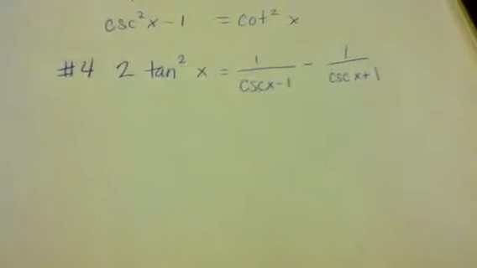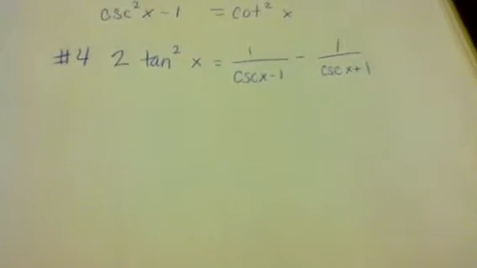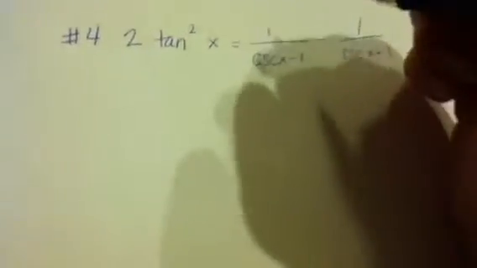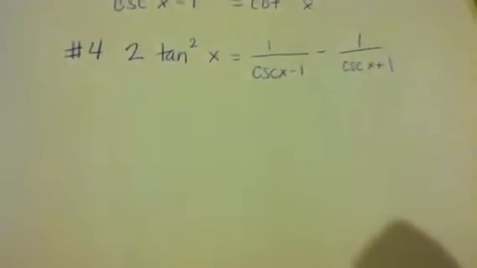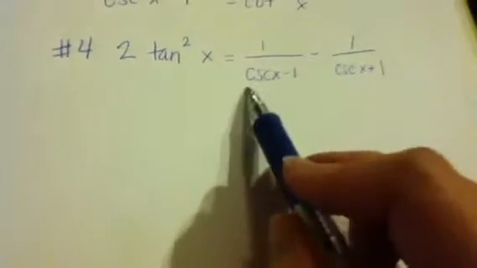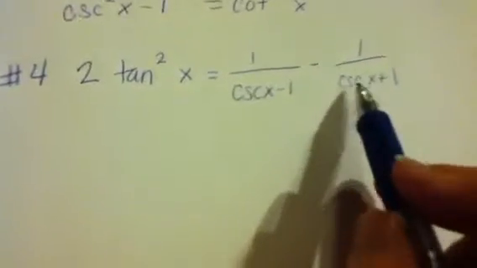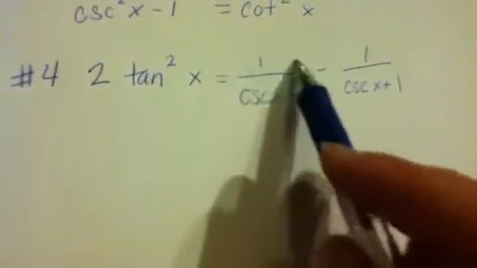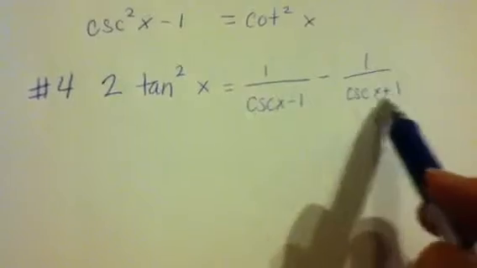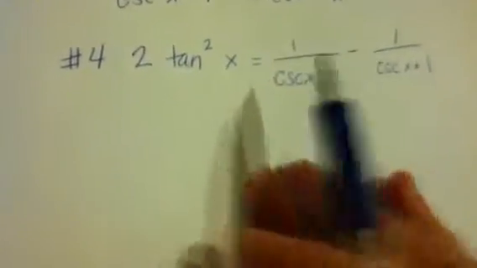One of our hints was if we have a fraction we could get a common denominator and combine those fractions together. So that's what I'm going to try and do here. Okay, so this one, cosecant x minus 1, cosecant x plus 1, if I want a common denominator I need to multiply this fraction by this, and this fraction by this, correct? So let's do that.